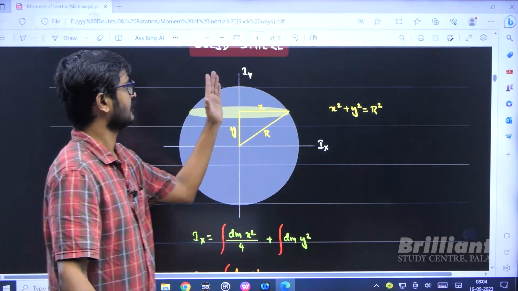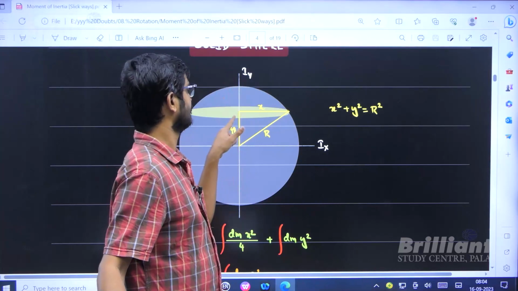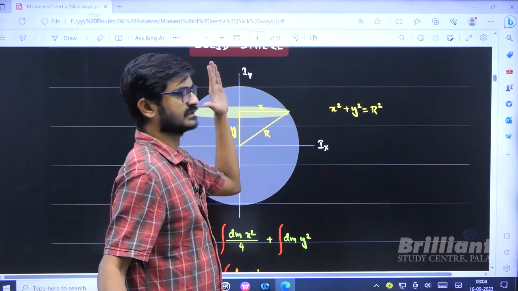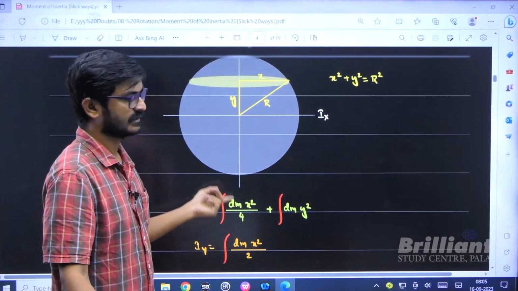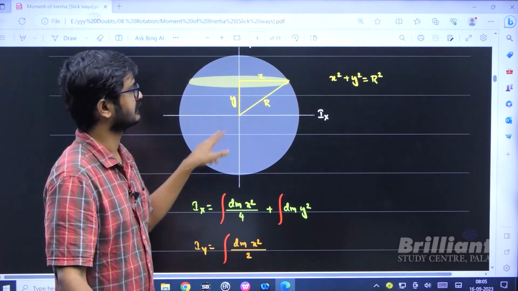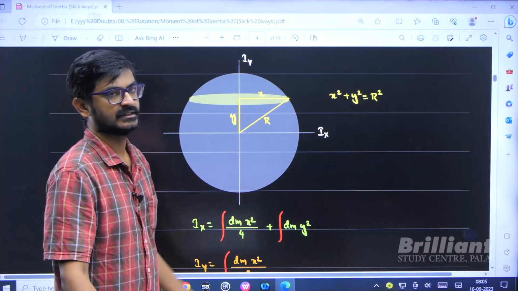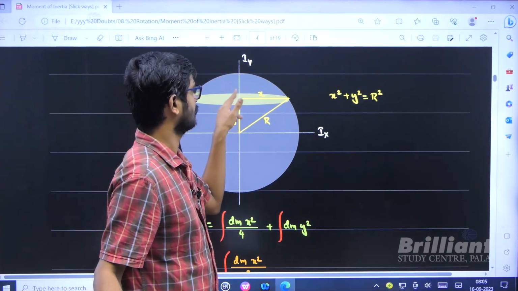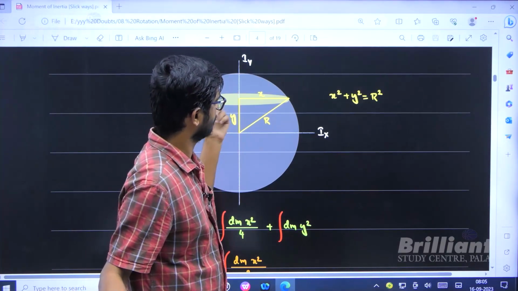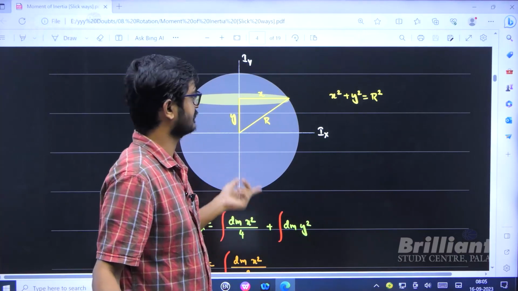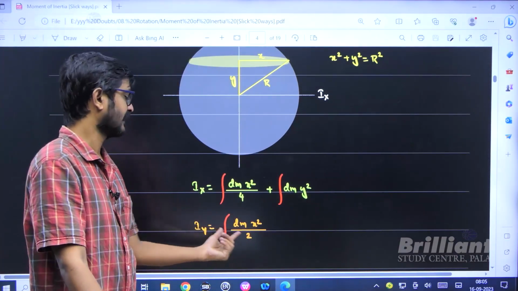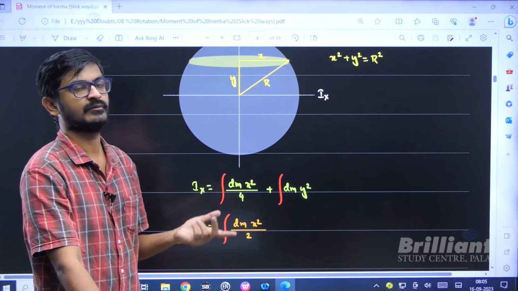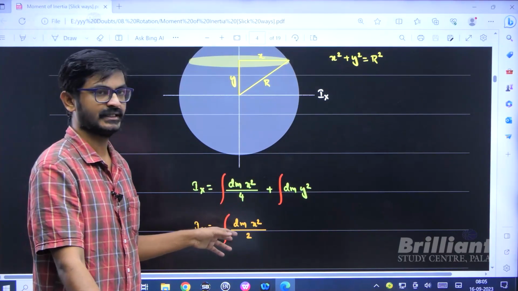Now similarly, if I want to find the moment of inertia about the y axis, then it is the moment of inertia of the disk about this axis, which is going to be mx square by 2. About the diameter it is mx square by 4, about that perpendicular axis it is mx square by 2. That's the moment of inertia about the y axis for one disk. If you want to find the entire moment of inertia of the sphere, you have to integrate it, right?